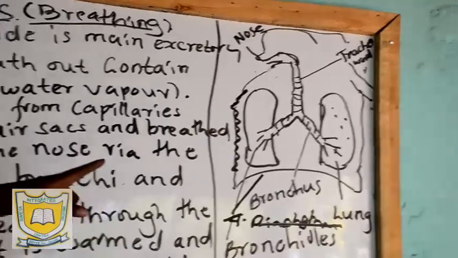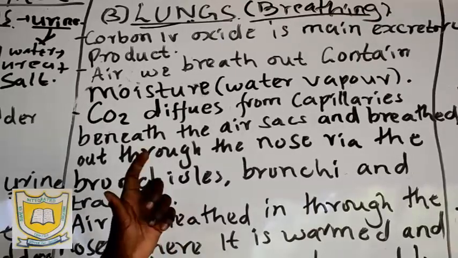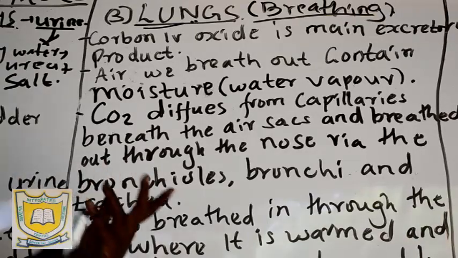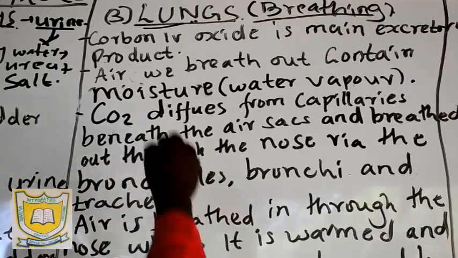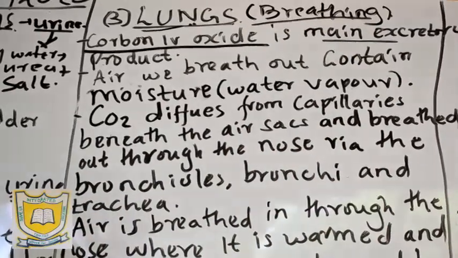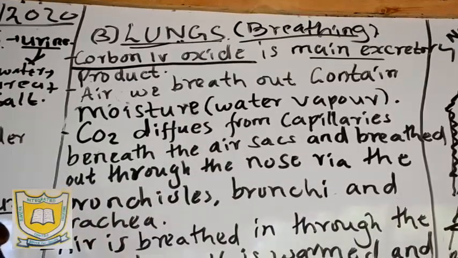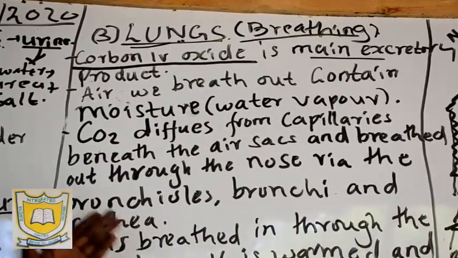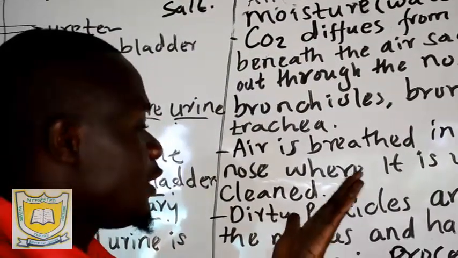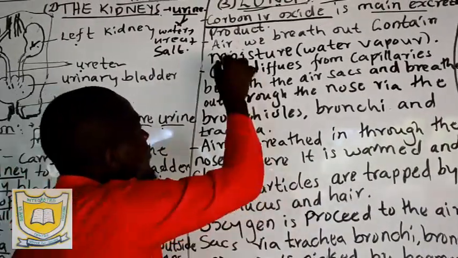Here the lungs is where gaseous exchange takes place. In standard 5, we talked about breathing in oxygen and breathing out carbon dioxide. That brings us to carbon dioxide being the main excretory product of the lungs. If you are asked what is the main excretory product from the lungs, you say it is carbon dioxide. But inside the air we breathe, we also have moisture.